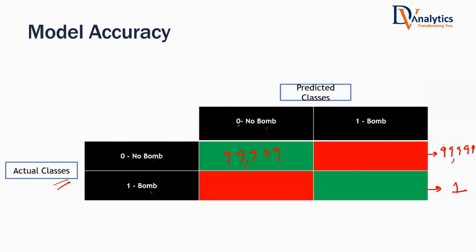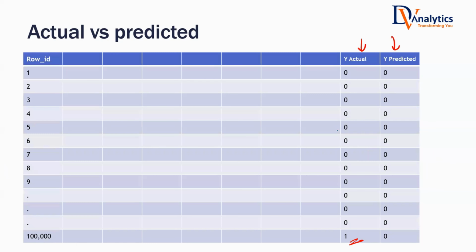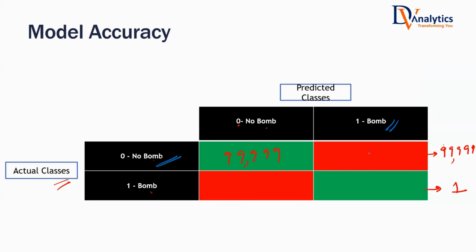Model is doing a great job. Wonderful. No problem with that. How about this one? The car has no bomb, but it has been predicted as bomb. 0 predicted as 1. Has it ever happened? No. What will be the count here? 0. Now 1 predicted as 0. Has it ever happened? Yes. How many instances? 1. And 1 predicted as 1. Has it ever happened? No. 0 here again. So this is 99,999, and this is 0, 0.